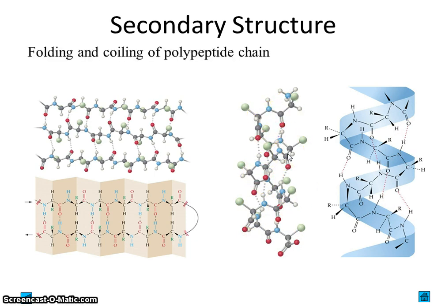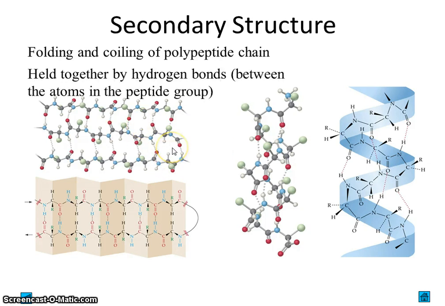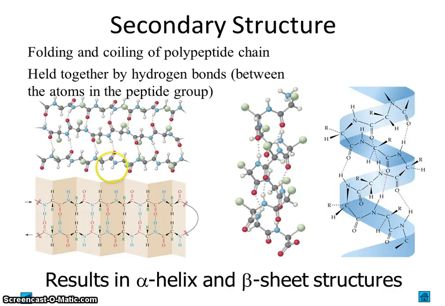So the secondary structure is the folding and coiling of a polypeptide chain to form these structures, held together by hydrogen bonds between atoms in the peptide group, and it gives rise to these particular structural features known as a helix or a sheet, technically alpha helix or beta sheet.